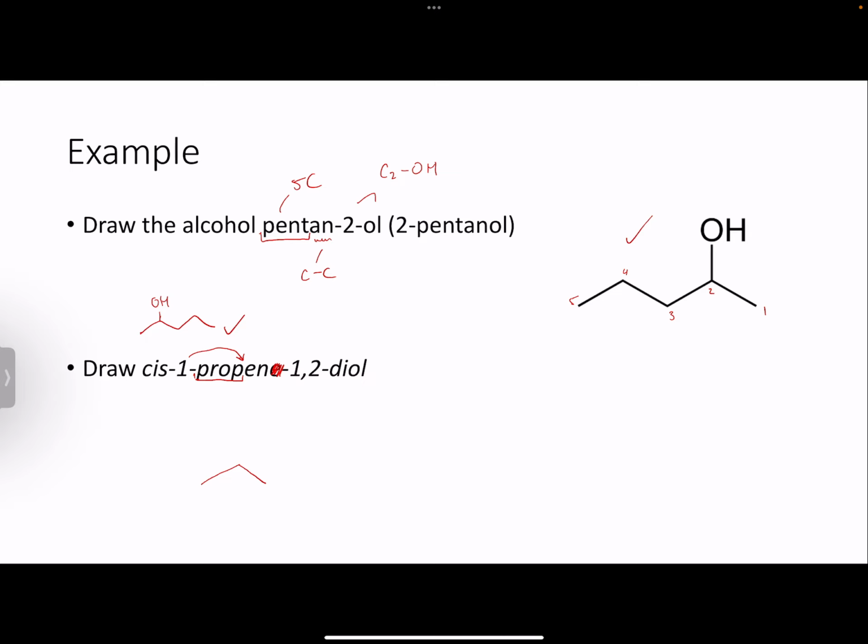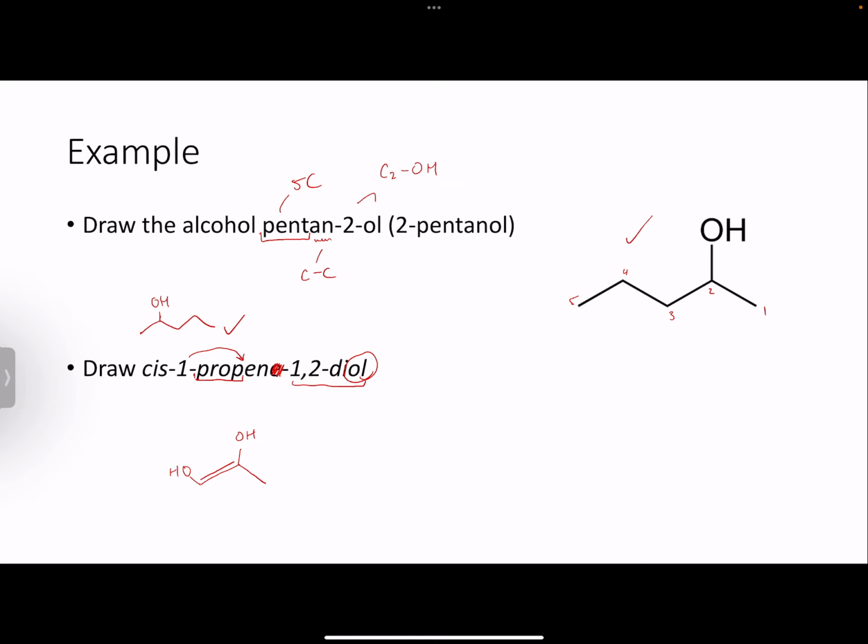So the 1 should be between propene. That tells me on carbon 1, there's a double bond going to carbon 2. It also tells me on carbon 1 and 2, there's a hydroxyl group because of the OL ending. So this is an alcohol. So I've got an OH on carbon 2 and an OH on carbon 1.